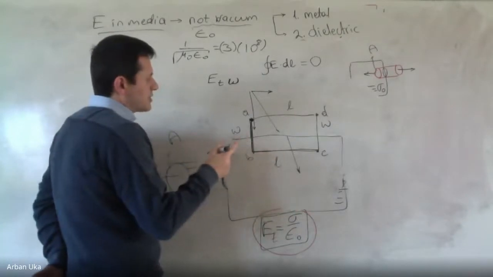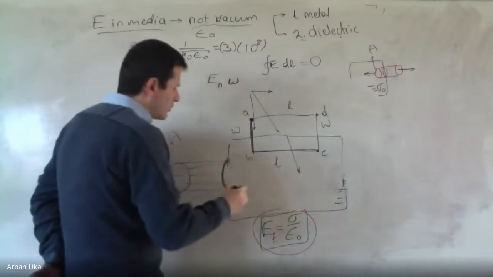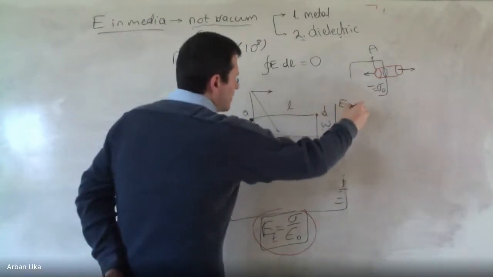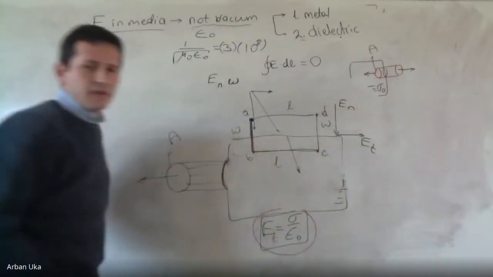Sorry, let me correct myself. This is E normal because the normal component is this. Let's call this one E normal. I correct myself. And this is E tangent.